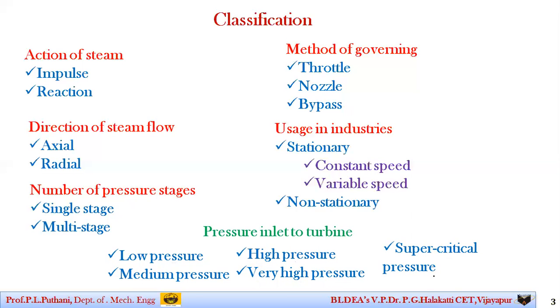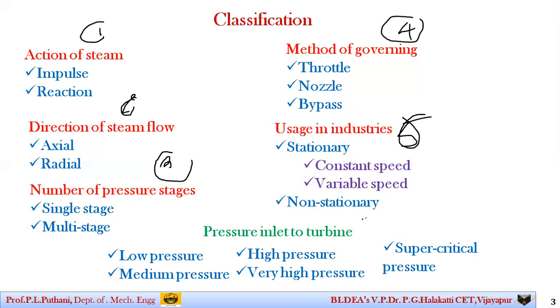So around 6 factors are responsible for classifying any kind of turbine, as you can see on the screen. The first one is the action of steam. Second is the direction of steam flow. Third is the number of pressure stages. The fourth is the method of governing. Fifth is usage in industries. And sixth is the pressure inlet to the turbine. These are some of the factors.